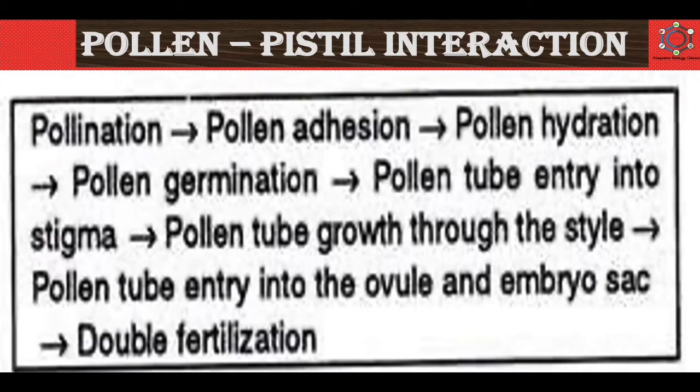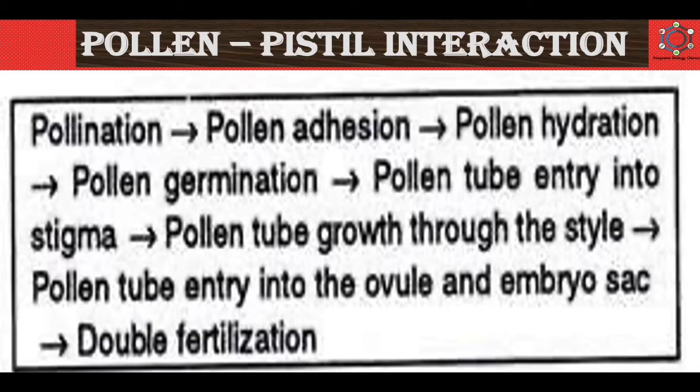In this diagram, you can see the diagrammatic representation of how the pollen-pistil interaction occurs. So, after the pollination, pollen adhesion on the stigma surface, then pollen hydration occurs, then pollen germination, then pollen tube entry into the stigma, then pollen tube growth through the style, and then the pollen tube entry into the ovule and embryo sac, and lastly double fertilization occurs in the case of angiosperms.